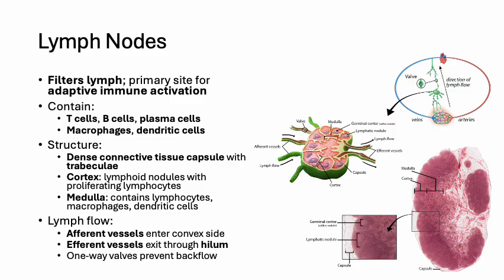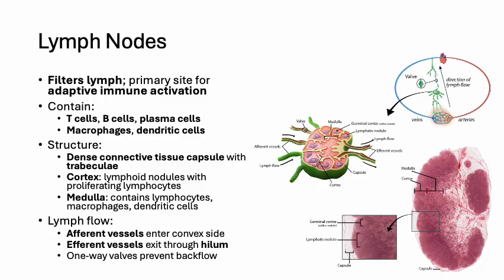Structurally, each lymph node is enclosed in a dense connective tissue capsule, which sends inward extensions called trabeculae to divide the node into compartments. The interior of the node has two main regions: the cortex, which lies closest to the capsule and contains lymphoid nodules where B cells can proliferate and form germinal centers. The medulla near the hilum is rich in immune cells and plays a key role in filtering and processing lymph before it exits the node.